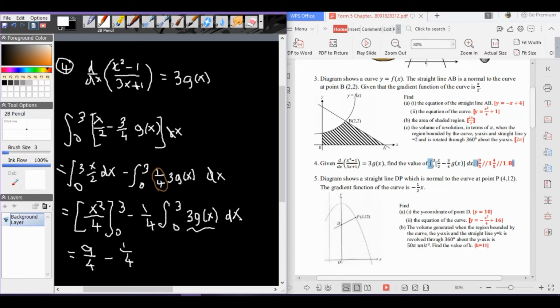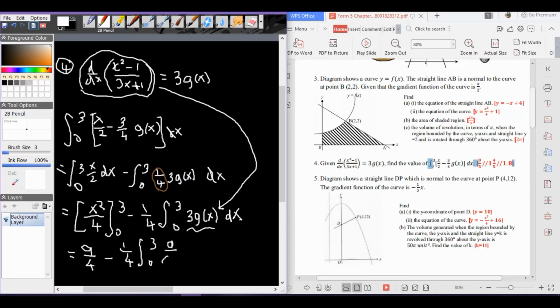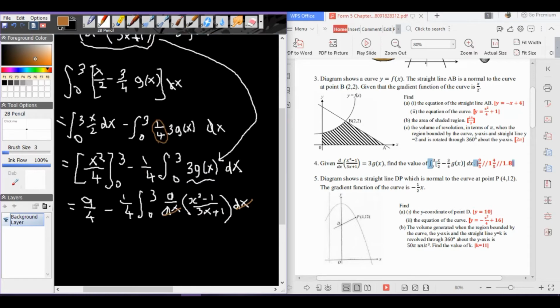Then for this one, 1 over 4 times 3gx. From the equation, 3gx equals to d dx of x squared minus 1 over 3x plus 1. So you substitute this whole thing into 3gx. So you will have 0 to 3 d dx of x squared minus 1 over 3x plus 1 dx. Okay, dx you can cancel out. For this one, integrate and d cancel out because integrate is the reverse of d. So when you put integrate and differentiation together, these two cancel out each other.